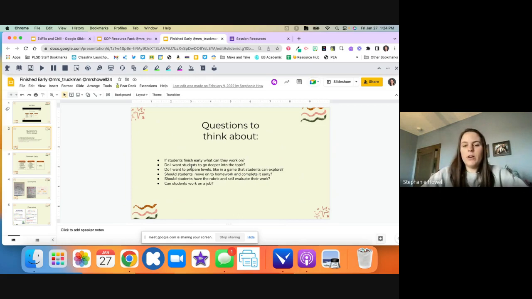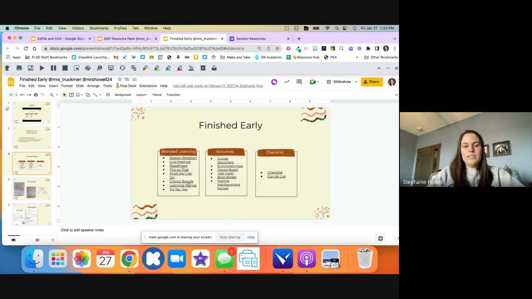Should your students move on to some type of homework? Maybe you give homework or maybe you don't. And what happens if they complete that early as well? Should students have a rubric or self-evaluate their work? So if they do finish, is there some type of rubric or self-evaluation they can look over? And then maybe you have classroom jobs. Okay, so when you're getting into these resources, there's going to be a quick reflection on what you want to think about, and then on the next slide, there's going to be resources for you.